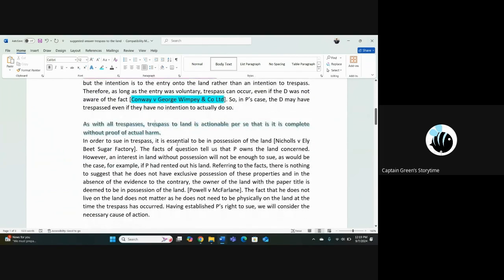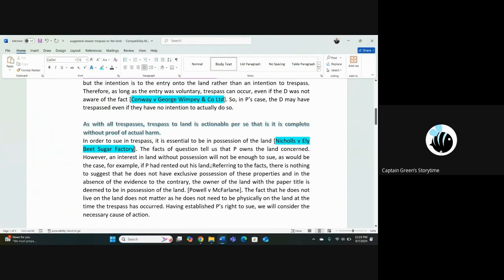Coming again, in order to sue in trespass, it is essential to be in possession of land. We already studied this. The facts of the question tell us that B owns the land concerned. However, interest in the land without possession will not be enough to sue, as would be the case, for example, if Paresh had rented out his land.